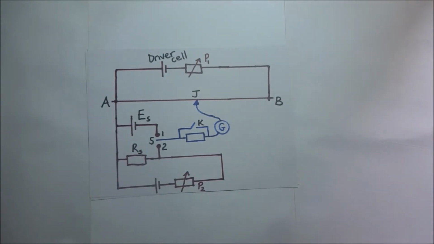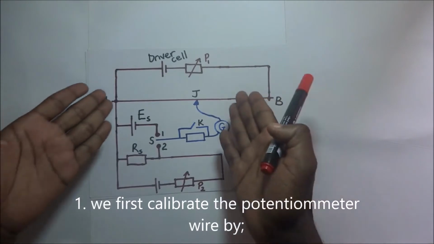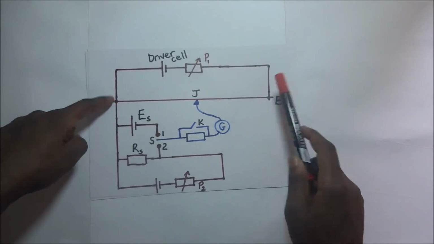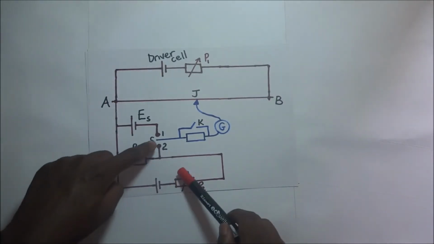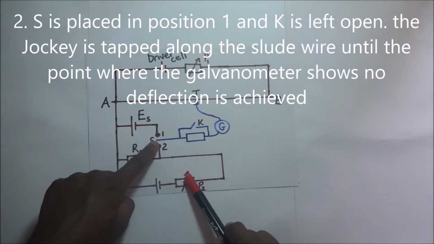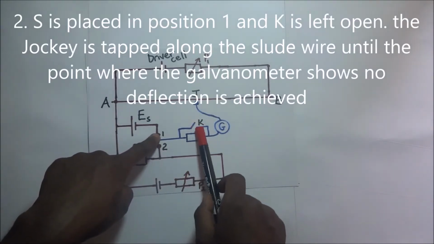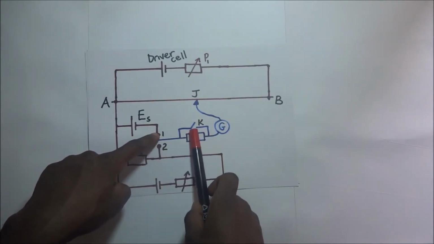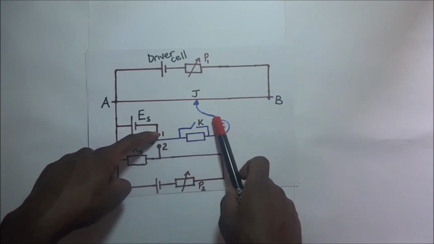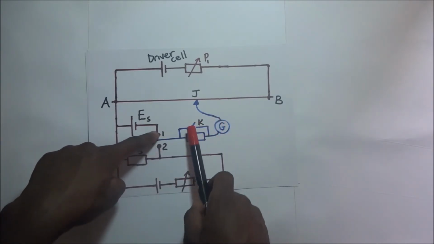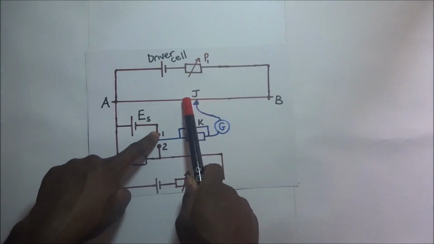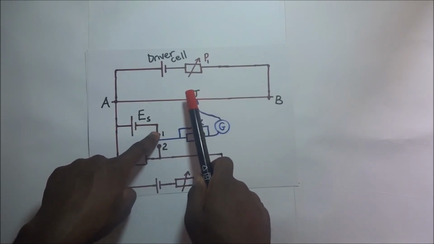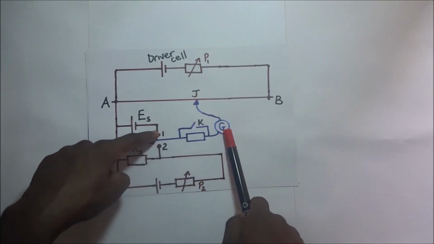So to begin our experiment, like I had said earlier, we first calibrate the potentiometer wire AB to be able to know the PD per unit length. We do that by first of all placing S in position 1 while K is open. Of course, when K is open, it means that the protective resistor is within the circuit. So when S is in position 1 and K is open, we move this jockey along the slide wire AB, and then we get an approximate balance point. That approximate balance point is got when the galvanometer shows no deflection.